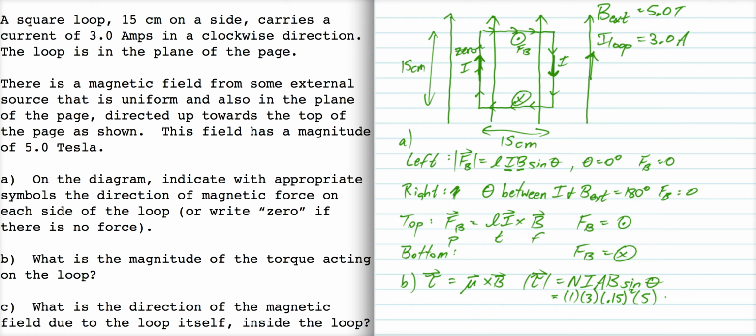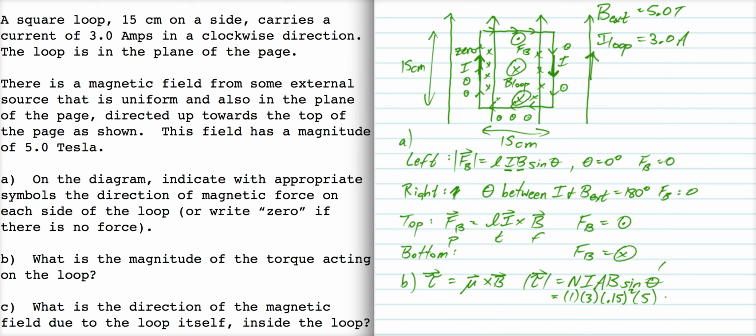And now sine theta, well, this answers part C as well. The magnetic field inside the loop, if I look at any of these wires, the magnetic field is into the page on the inside of the loop, out of the page on the outside of the loop. You look at any of these wires, it's going to give you the same result. That means that the magnetic field of the loop points into the page, right?